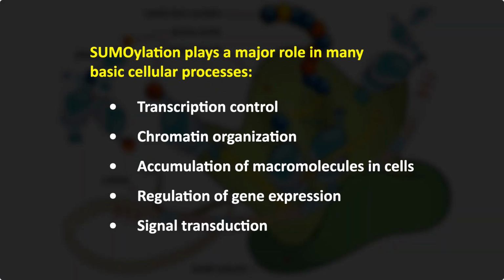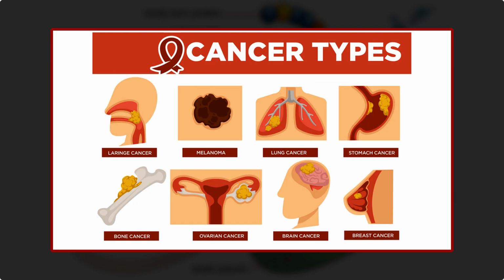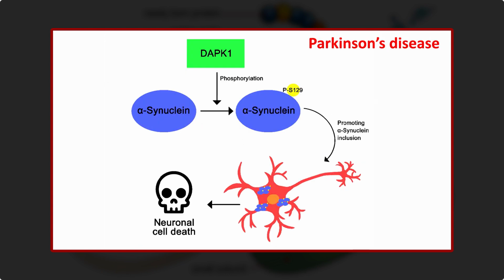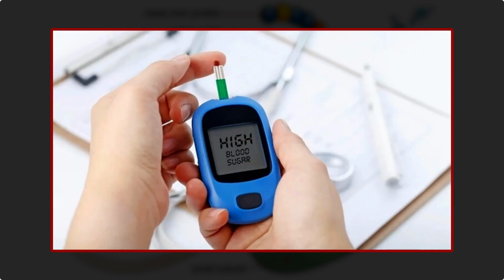SUMOylation plays a major role in many basic cellular processes like transcriptional control, chromatin organization, accumulation of macromolecules in cells, regulation of gene expression, and signal transduction. It's also necessary for the conservation of genome integrity. Also, there are many reports on major role of SUMOylation in development of a variety of human diseases including cancer, Alzheimer's disease, Parkinson's disease, viral infections, heart diseases, and diabetes.